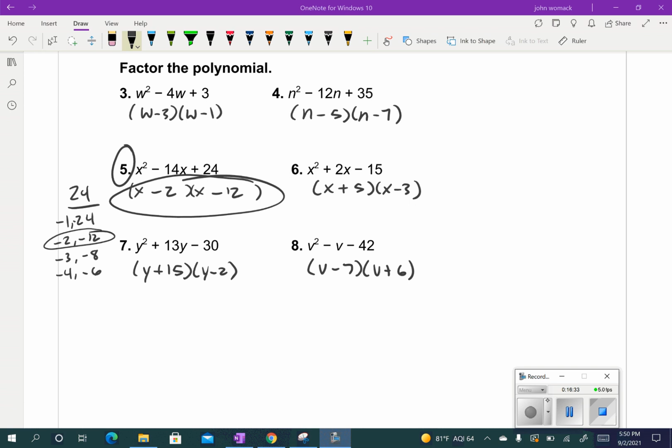Honestly, I think these can be kind of fun. Maybe it's just my math teacher nerdiness that's coming out here. But I think these problems can be kind of fun. It's kind of like a puzzle, right? Factors of the last number that add up to be the middle number, and you're just trying things, making your list of combinations until you find the one that works.